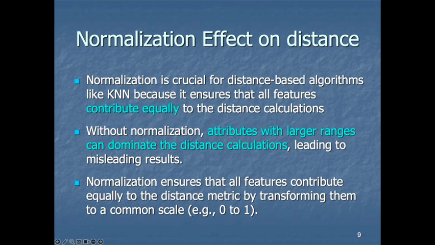So what would be the normalization impact on the distance? What was the issue with the KNN when we didn't normalize values? Some features with larger values make the result unequally larger. Yes. So normalization can address this by making sure that all the features contribute equally to the distance measurements. Without normalization, attributes with larger ranges can dominate the distance, as your friend mentioned, leading to misleading results. And again, normalization ensures that all the features contribute equally to the distance metric by, for example, fitting them into a range of, let's say, 0 to 1.